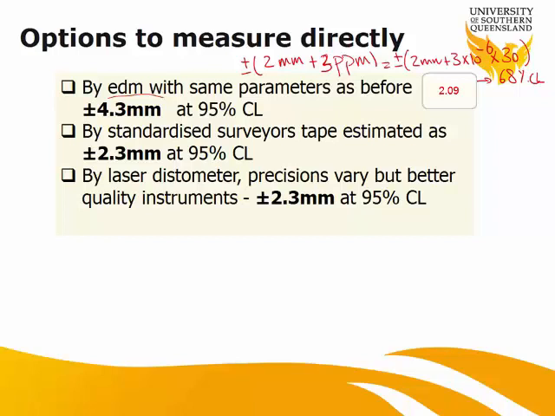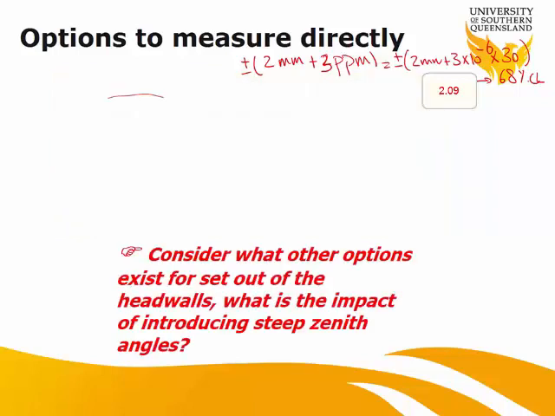Similarly, you can get this for other instruments. If we are using the tape or the laser, just imagine you can get different accuracy. So obviously tape and laser give you better uncertainty than EDM.